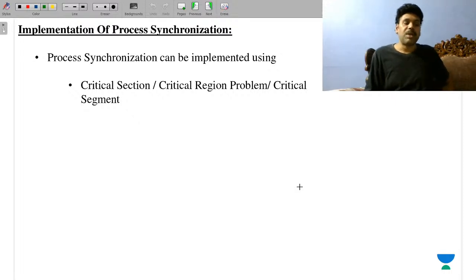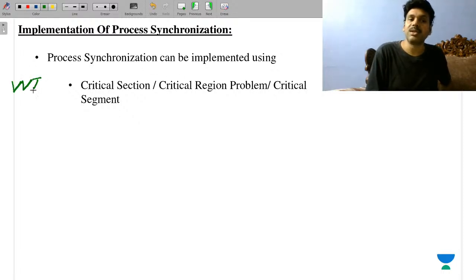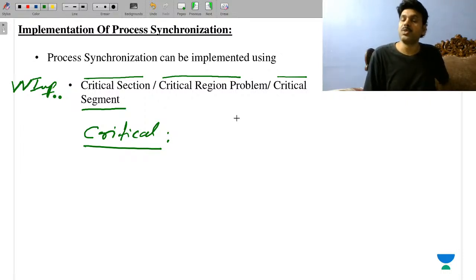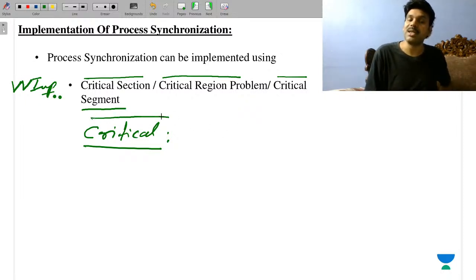So how are you going to implement this process synchronization? This is very, very important. Process synchronization is implemented through critical section, also called a critical region, also called a critical segment. So what is the critical? Critical is nothing but what is going to be damaged by others. Very sensitive. That sensitive data we want to protect. How are you going to protect your sensitive information? You can protect it using critical section.